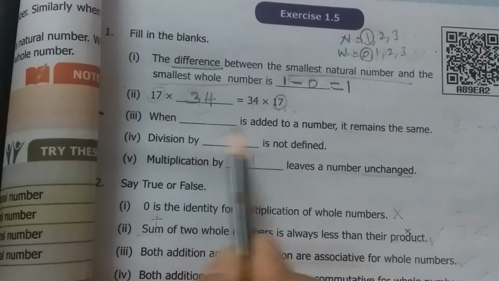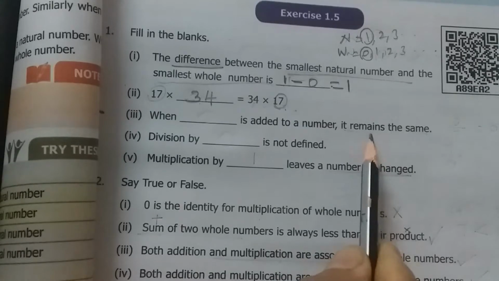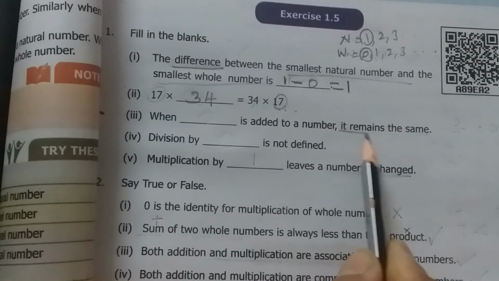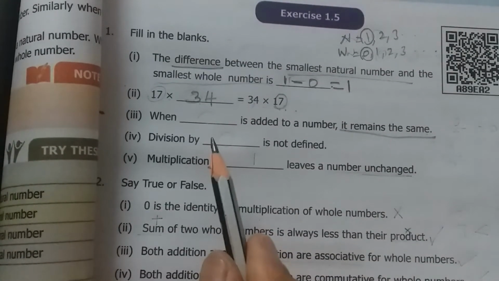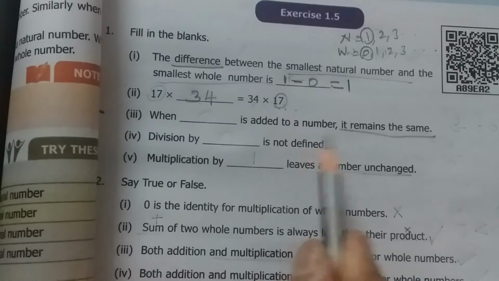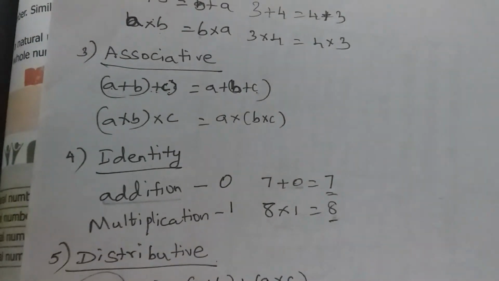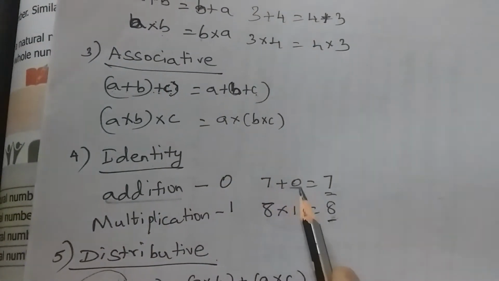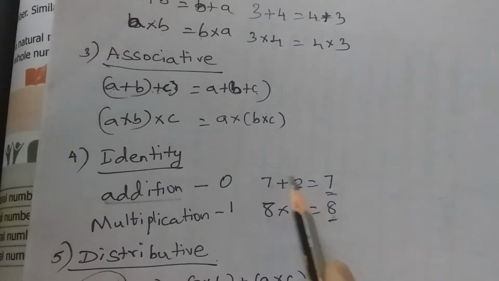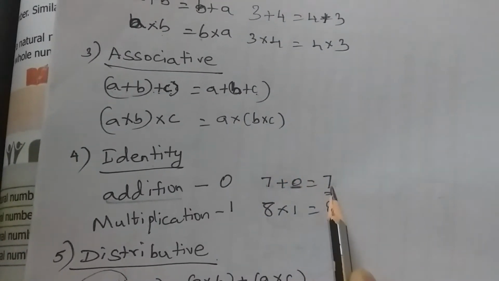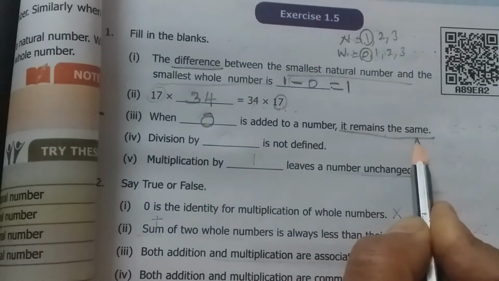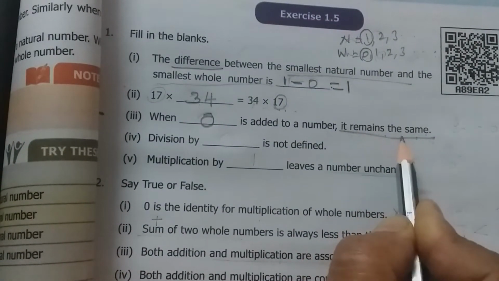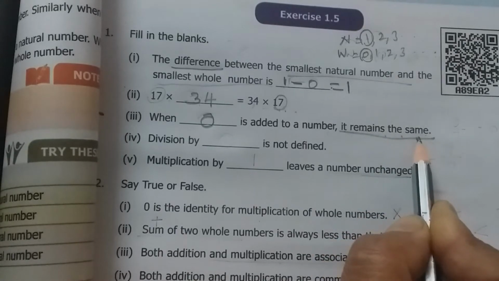Next, when dash is added to a number, it remains the same. What is the meaning of it remains the same? The number is not changed. So, what do you have to add to the number so that we get the same number as the answer? That is adding 0. When 0 is added, a number remains the same, which means we get the same number.